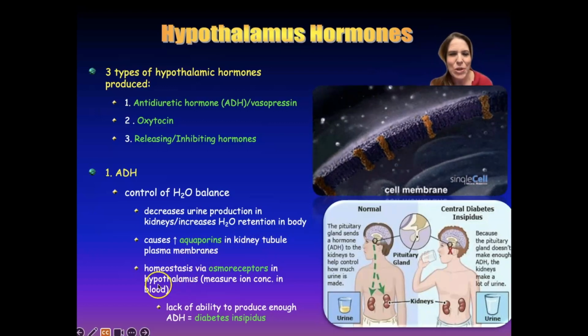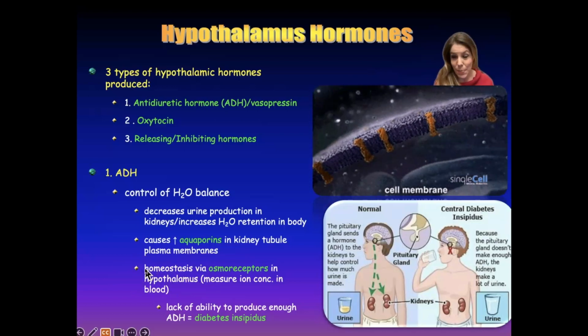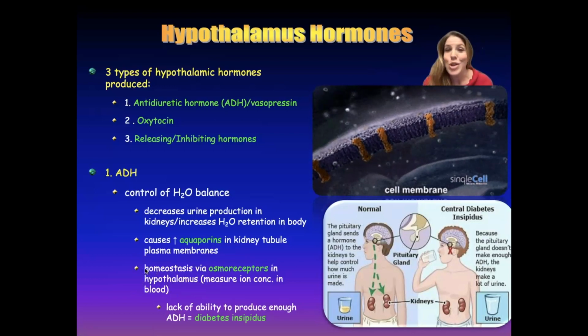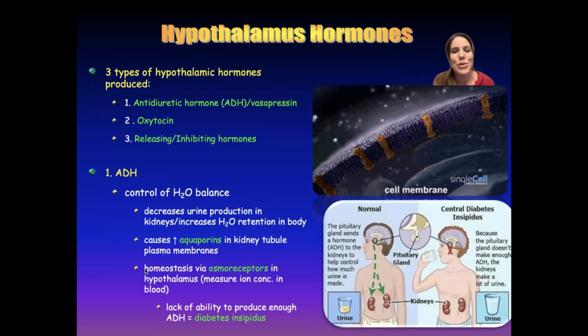And so that's what it will do. So how does the hypothalamus know? Like, it's the boss, but it's not psychic. How does it know whether it needs more aquaporins or not in these kidney tubule cells?